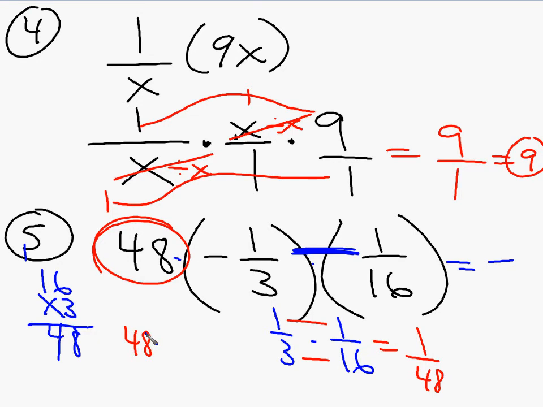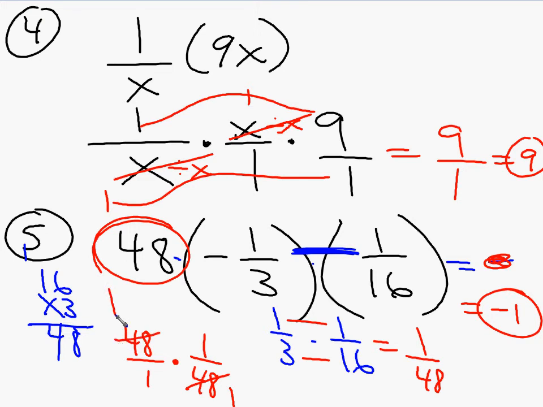So I have 48 over 1 times 1/48. Isn't it going to be 1? Right? Now is it positive or negative 1? Remember, we said it had to be negative, so my final answer is going to be negative 1 because both of these 48s factor out. Okay?